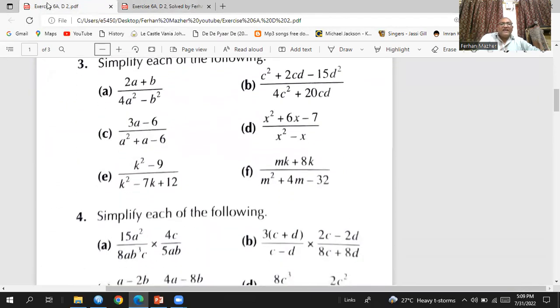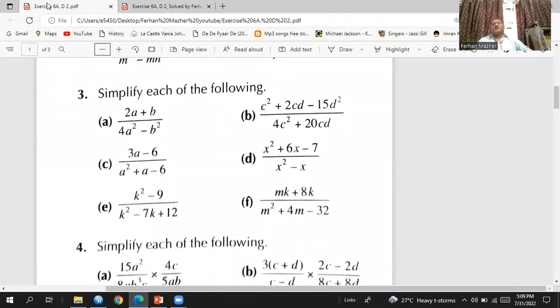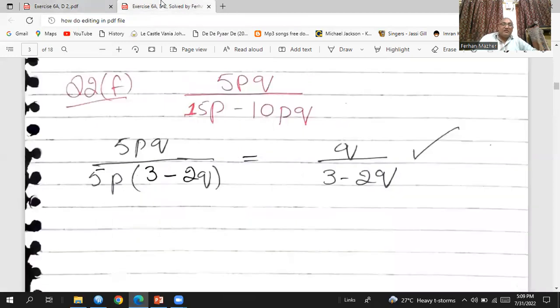So we are going to the next question. The next question coming up on your screen is question number 3, it's A part. 2a plus b, and in the denominator we have 4a square minus b square. You know the 4a square is a perfect square and the b square is also a perfect square, and you have a negative sign between them. So that is like a square minus b square, which is equal to a plus b, a minus b, difference of the two perfect squares.